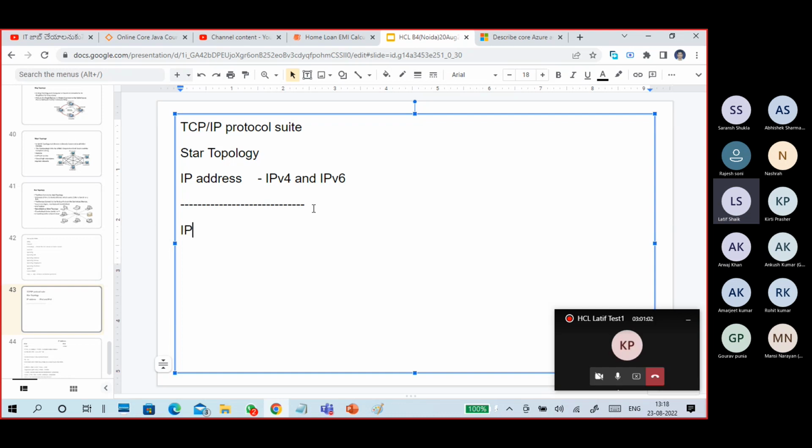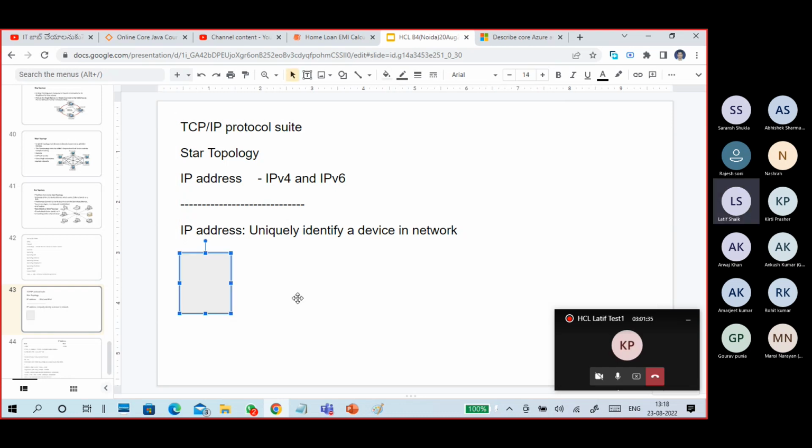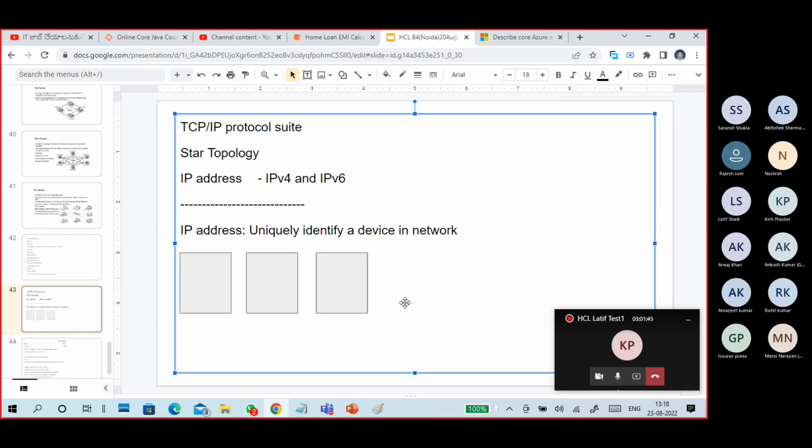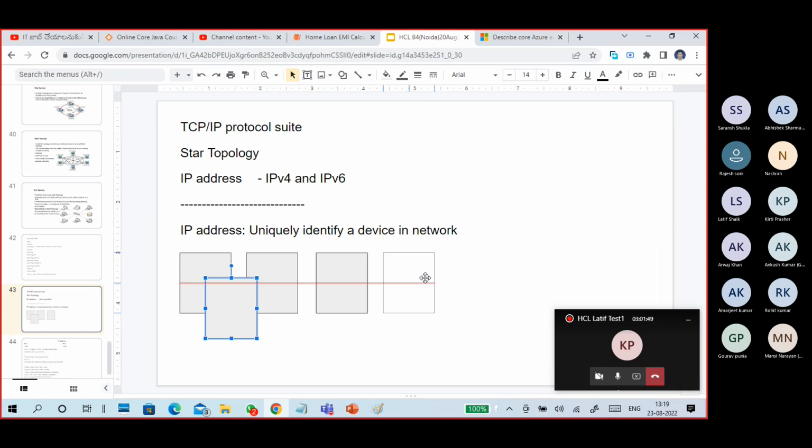Here it is. What is this IP address? An IP address is a unique address, guys. It uniquely identifies a device in the network. Meaning, you have devices. For example, this is a device, I have a computer, for example. This is another device, this is another device, this is another device, right?